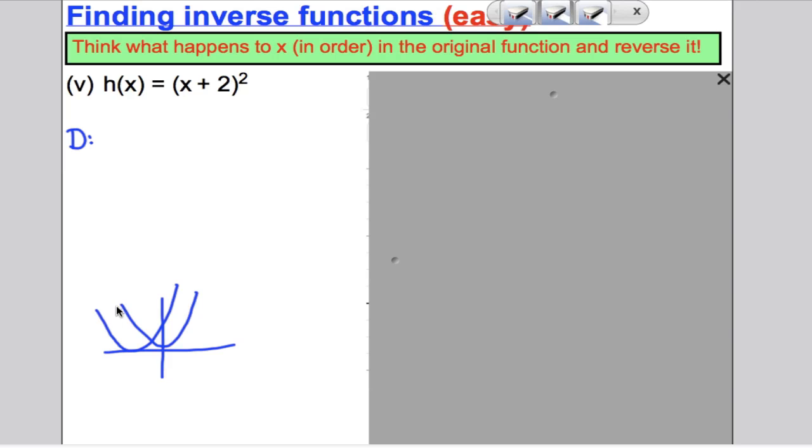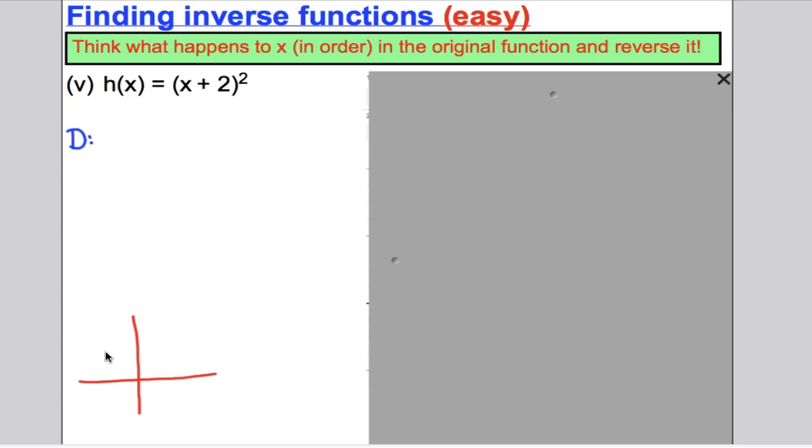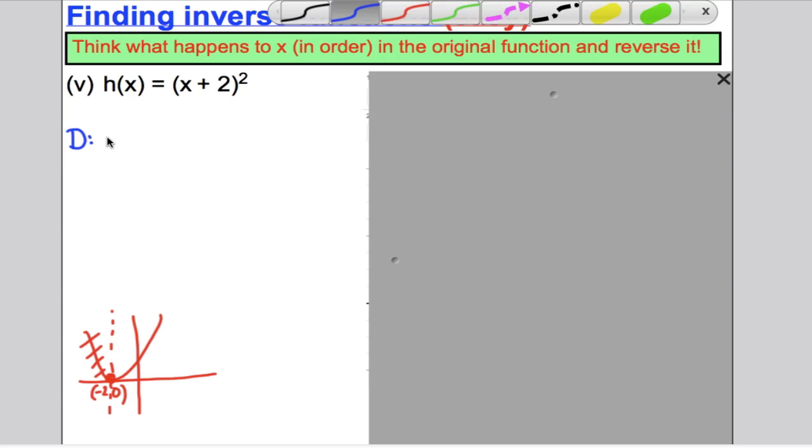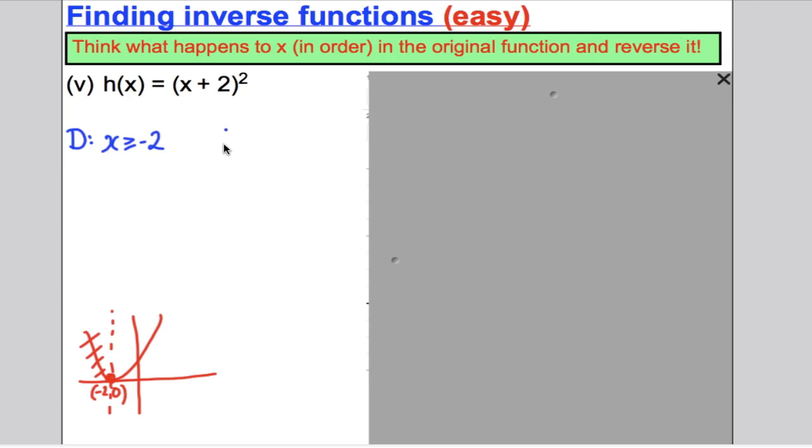Now, I'll just redraw that out as a shift. If that was that, there would be the point minus 2, 0. Now, if we want to restrict it so it's 1 to 1, we'd probably have to restrict it there and ignore that side. Or we could do the other way around, but usually we go this way around. So the domain here would have to be x is bigger than or equal to minus 2 for it to be 1 to 1. And the range, well, h of x can take any number bigger than or equal to 0.